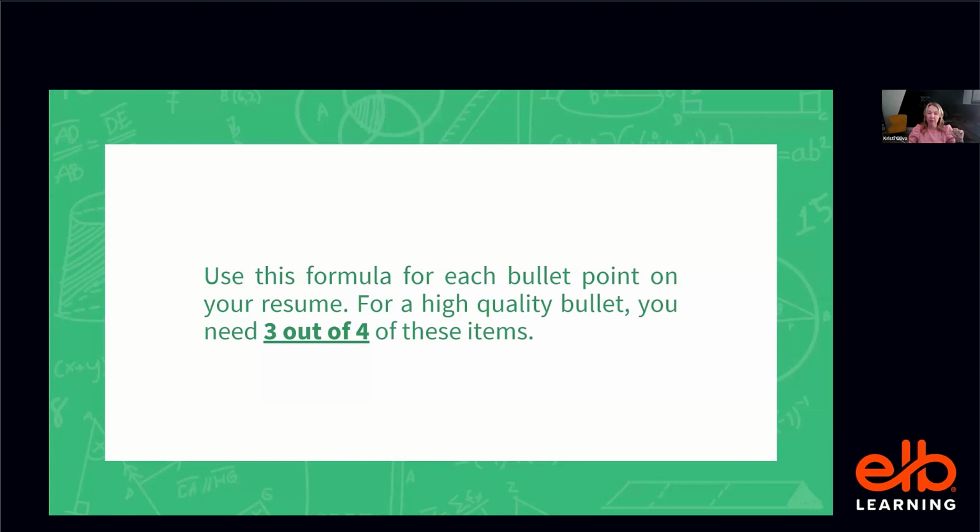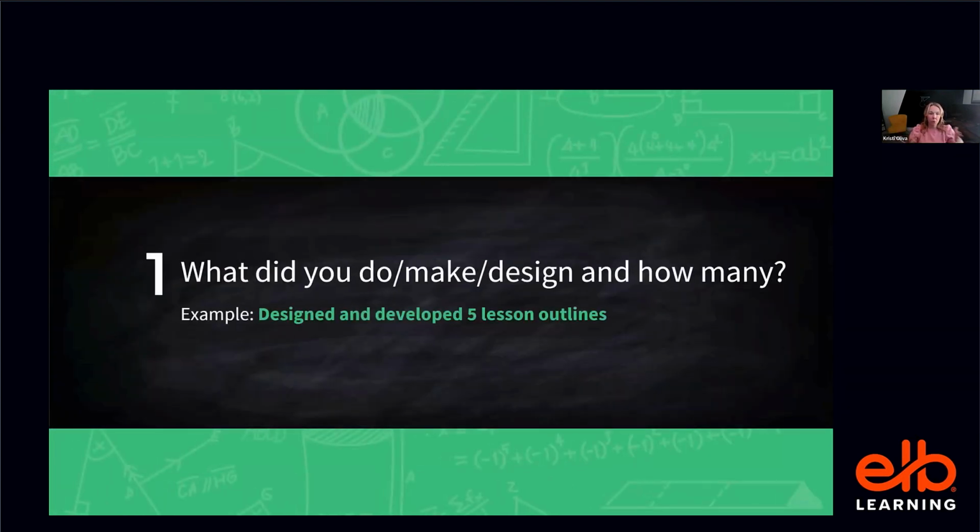You need to have all of these. And the first 3 are really easy to have. So number 1, what did you do, make, or design, and how many? So it might say something in the example like designed and developed 5 lesson outlines, or designed and developed 3 45-minute lessons. Okay, that's what you did. And it's got a number.